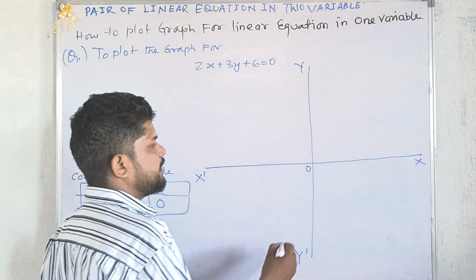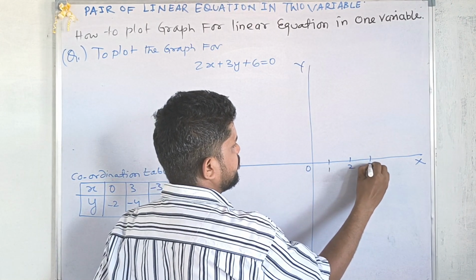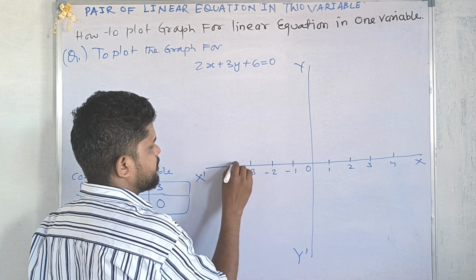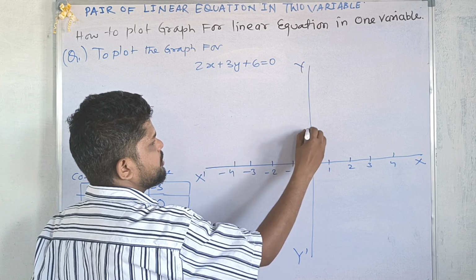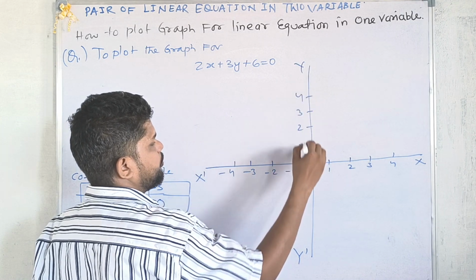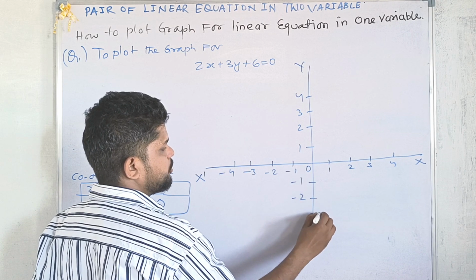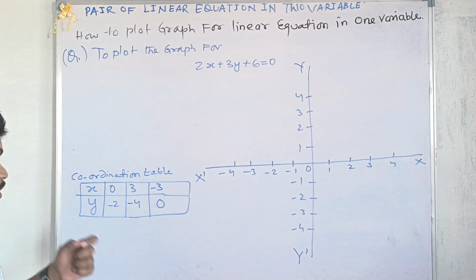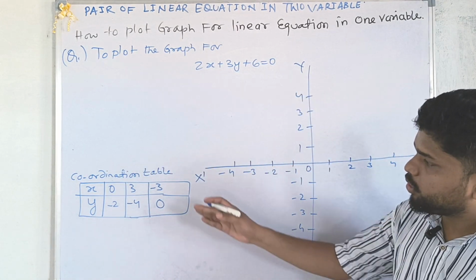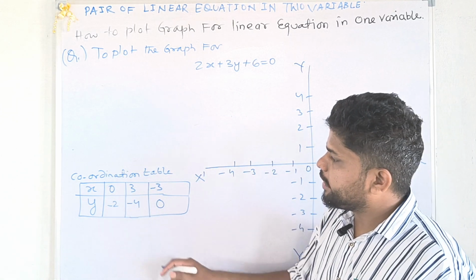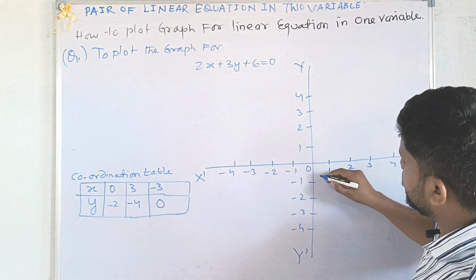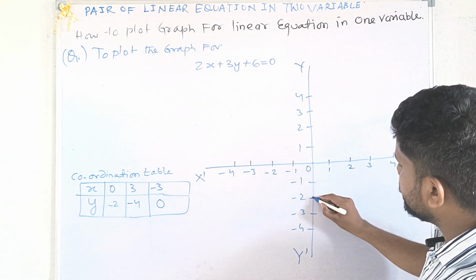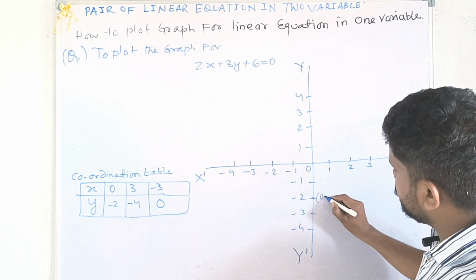Just put the things like here 1, 2, 3, 4. Here minus 1, minus 2, minus 3, minus 4. Here it will be plus 1, 2, 3, 4. Here it is minus 1, minus 2, minus 3, minus 4. What are the coordinates in the coordinate table? That is 0, minus 2. So 0, minus 2 will be somewhere here. Here it is 0 and minus 2.